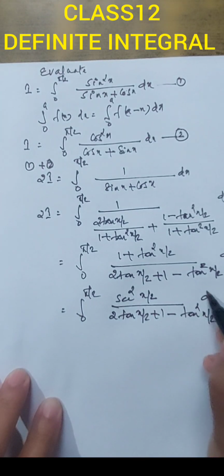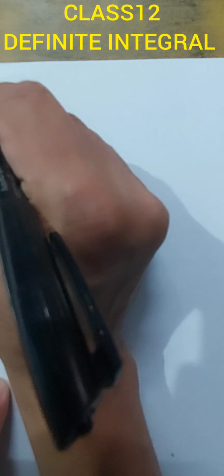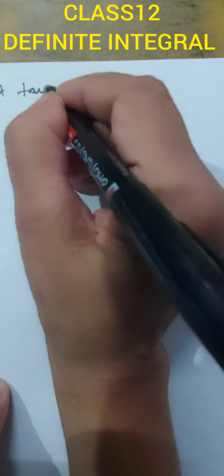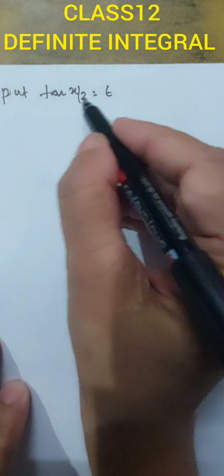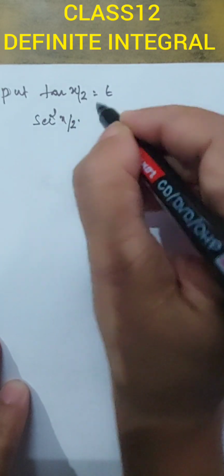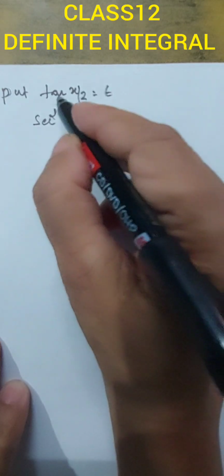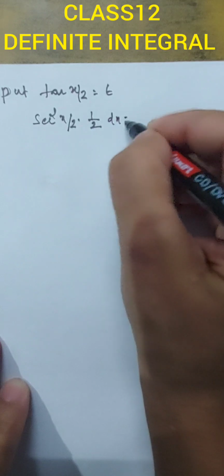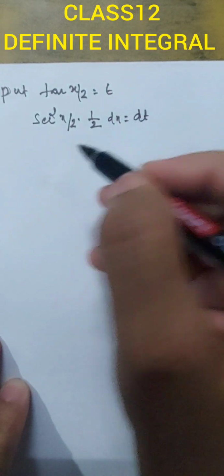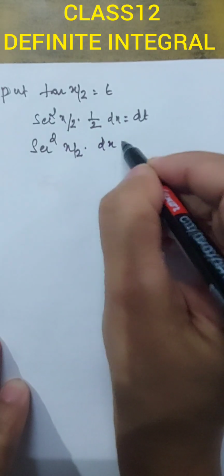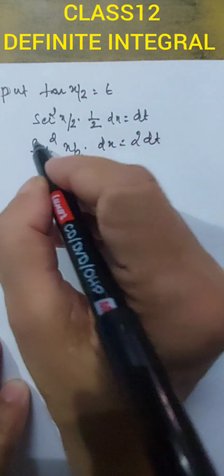Now if we substitute tan x by 2 is equal to t, we will get, on differentiating, sec square x by 2 into 1 by 2, since the derivative of tan x is sec square and the derivative of x by 2 is 1 by 2, dx is equal to dt. Cross multiply these 2 to the right side. We will get sec square x by 2 dx is equal to twice dt.